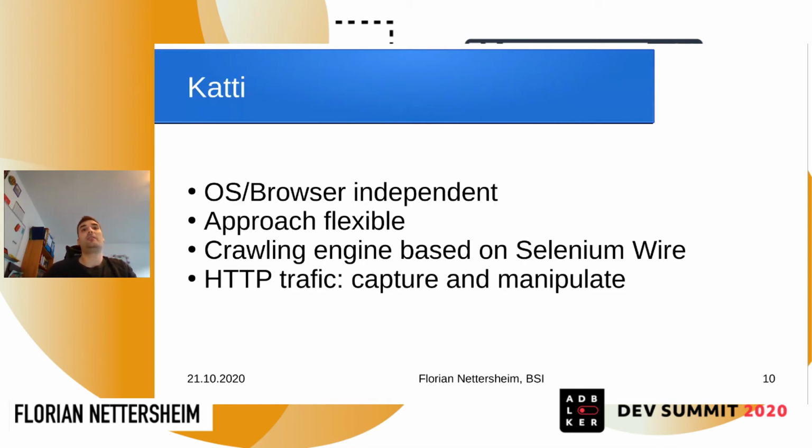On this slide, I've summarized the core features of Katti. Katti is browser and operating system independent. The crawler engine is based on Selenium Wire. You can find the framework on GitHub. The whole HTTP traffic is manipulated or captured. And Katti is flexible in terms of the detection approaches that can be used.